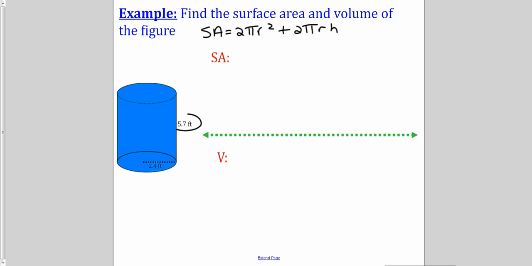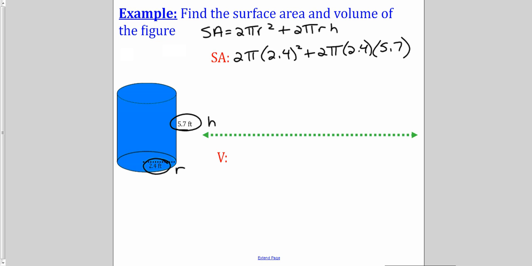Our 5.7, that is our height of our cylinder. The 2.4, that is the radius of our cylinder. So I'm plugging everything in: 2 pi times 2.4 squared plus 2 pi times 2.4 times the height 5.7. Now what I'm going to do is multiply these things out, and I'm going to leave pi out, and eventually I'm going to plug that back in.